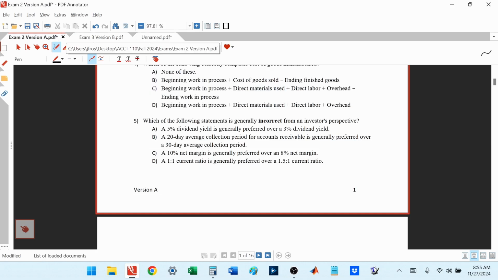Which of the following statements is generally not correct from an investor's perspective? A 5% dividend yield is generally preferred over a 3% dividend yield. And that is correct. A 20-day average collection period for accounts receivable is generally preferred over a 30-day. That's correct. We would rather collect our account receivables faster than slower. A 10% net margin is generally preferred over an 8% net margin. That's correct. So by process of elimination, D. A 1-to-1 current ratio is generally preferred over a 1.5 to 1 current ratio. No, that's not true. You prefer this one.